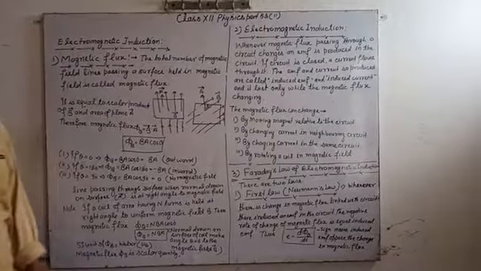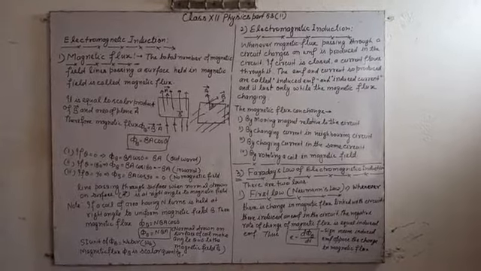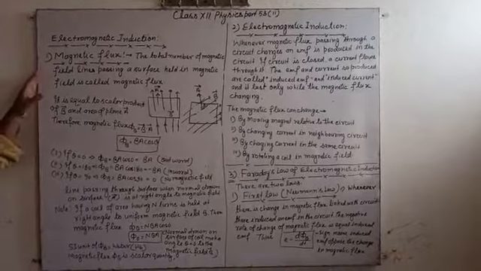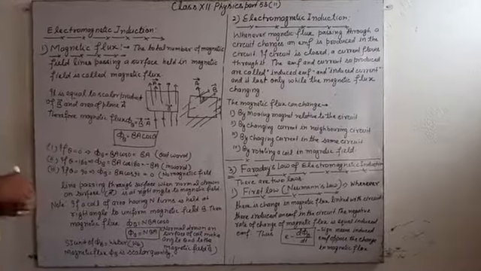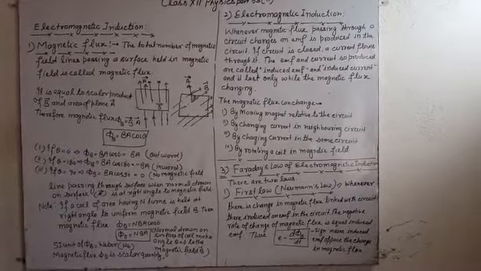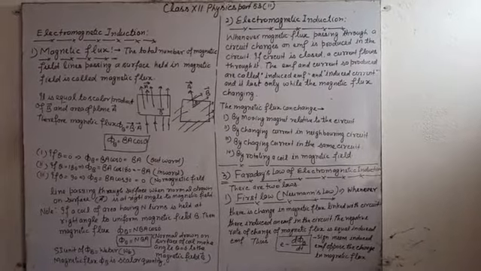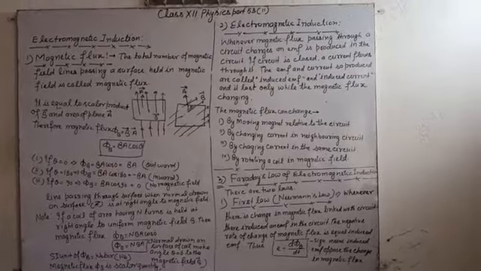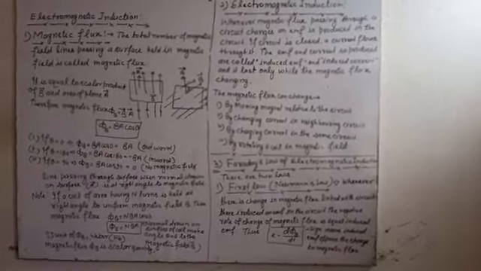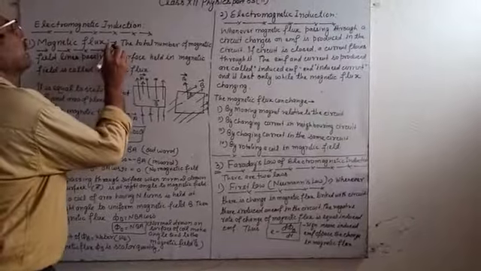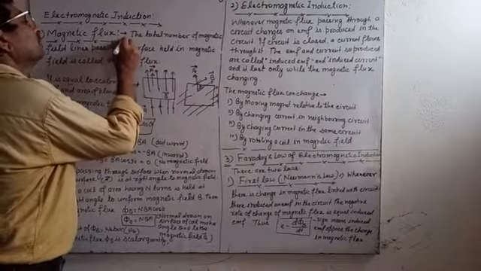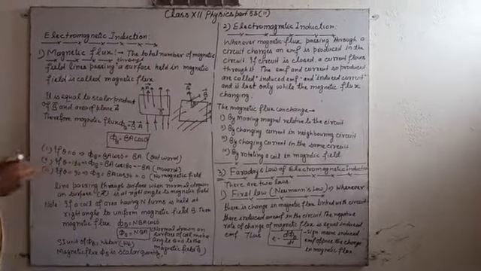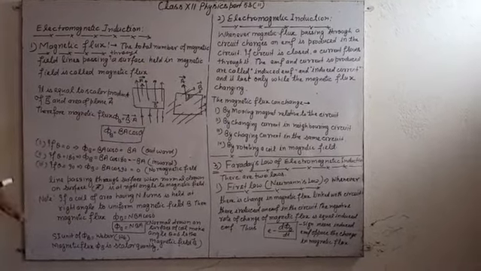I am going to discuss electromagnetic induction, chapter 11. First heading, magnetic flux. Magnetic flux means the total number of magnetic field lines passing through a surface held in a magnetic field. A surface held in a magnetic field is called magnetic flux.